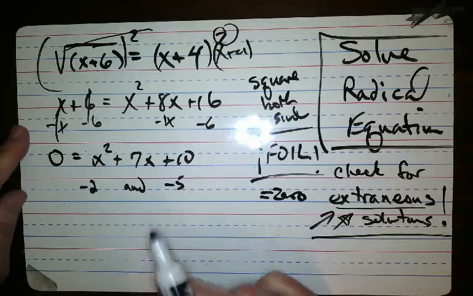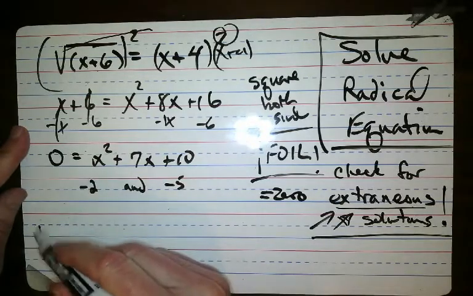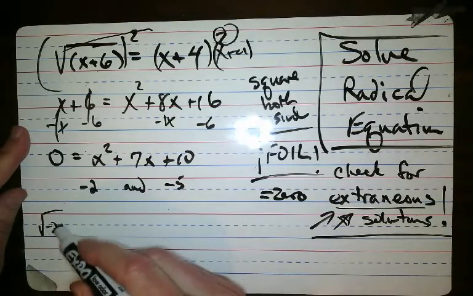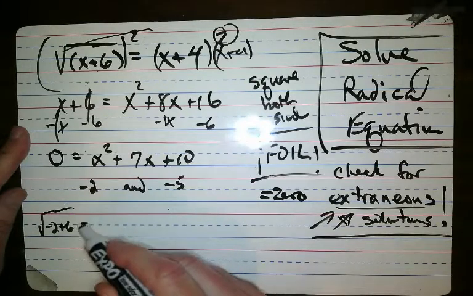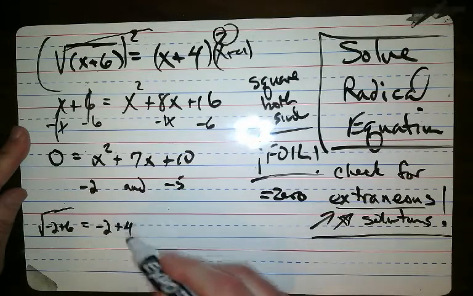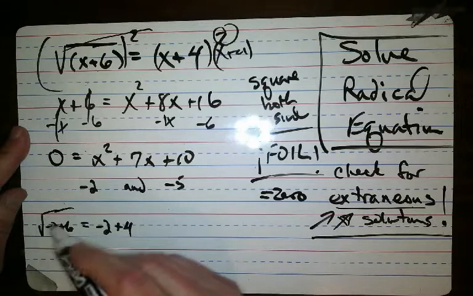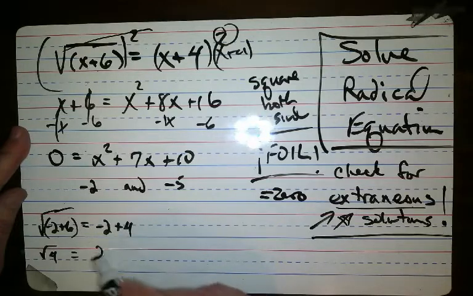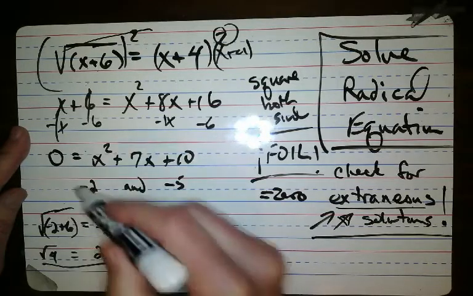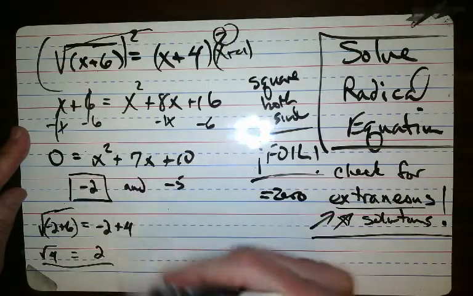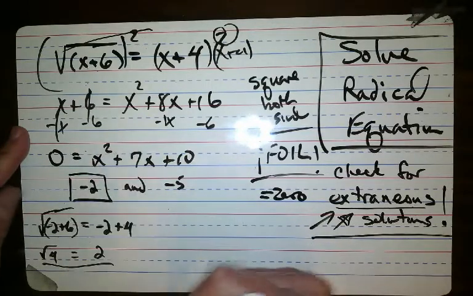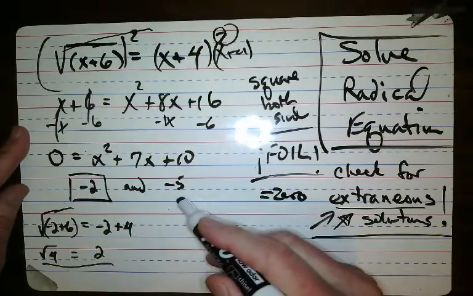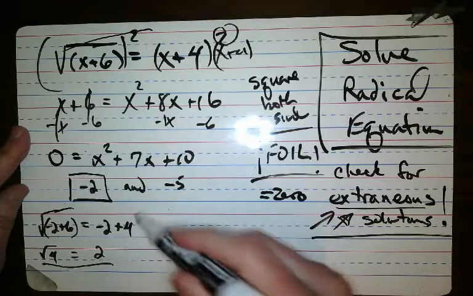to see if it actually works. So let's put negative 2 in here. Negative 2 plus 6 equals negative 2 plus 4. Okay? The square root of negative 2 plus 4... the square root of 4 equals 2. Hey, that works. 2 is a solution. So I put a box on it. Let's try negative 5.